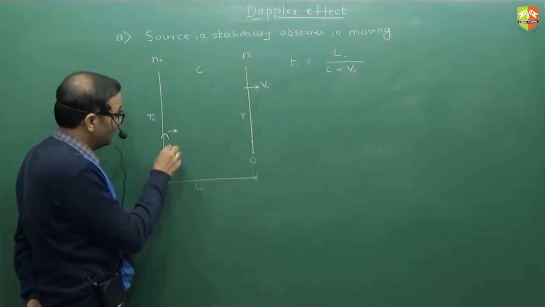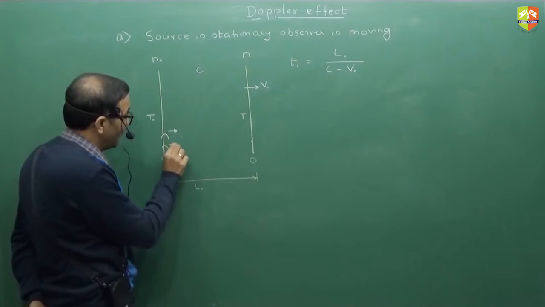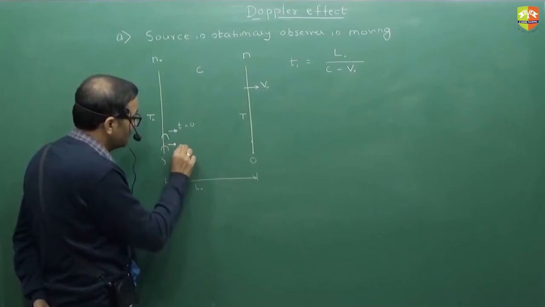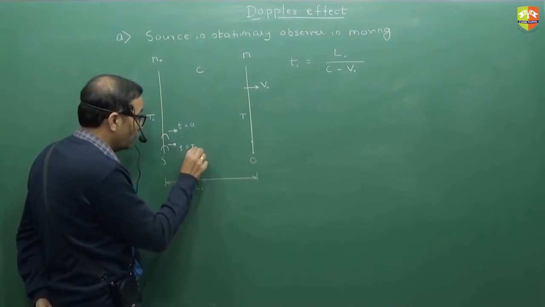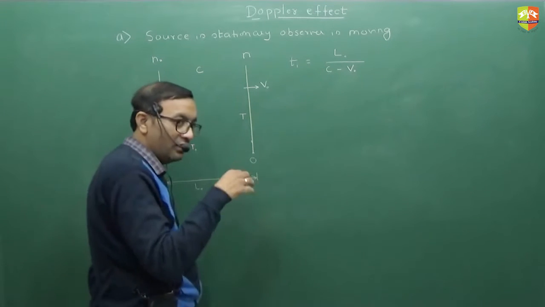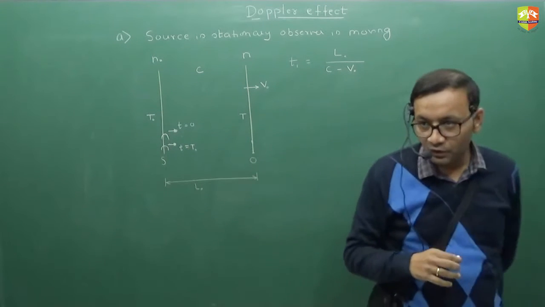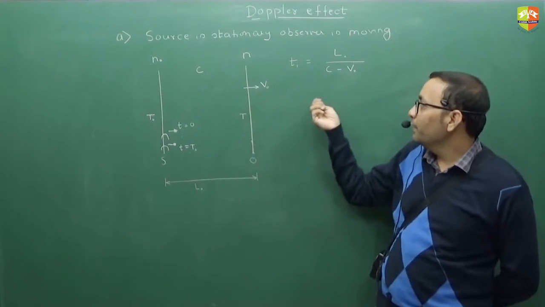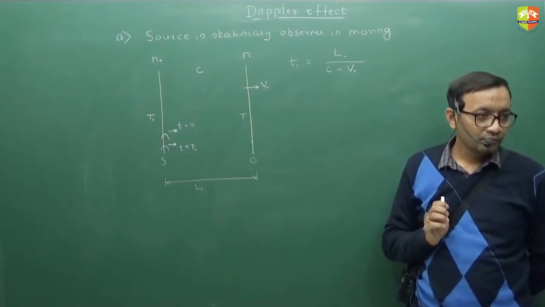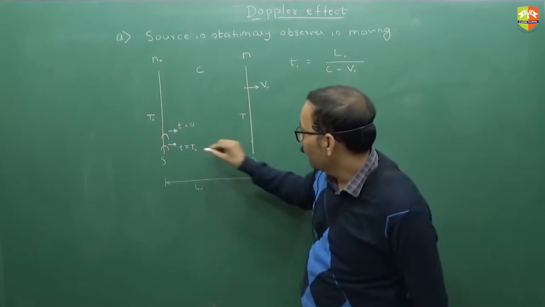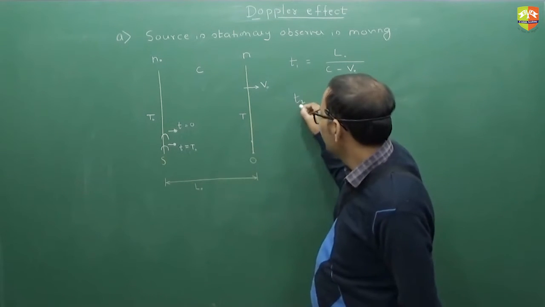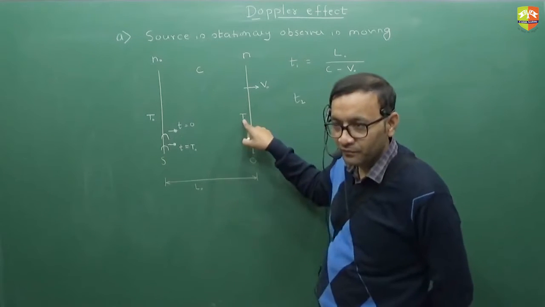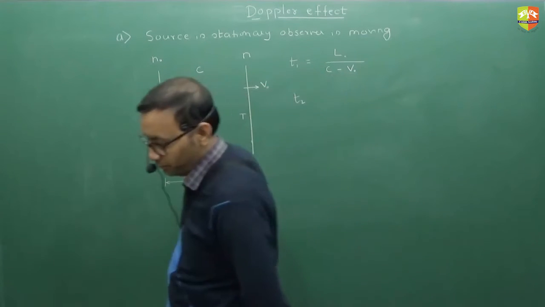Now the second pulse will start from here at what time? t equal to 0 was the first pulse. The second pulse will be at t equal to t naught. Good. So the time period is t naught. So after t naught, the next pulse will go. If I know what time it reaches there, the time period over here will be t2 minus t1. If I find out the time the second pulse reaches here is t2, then t2 minus t1 will be the time period. Right? So what is t2? Now tell me what is t2.